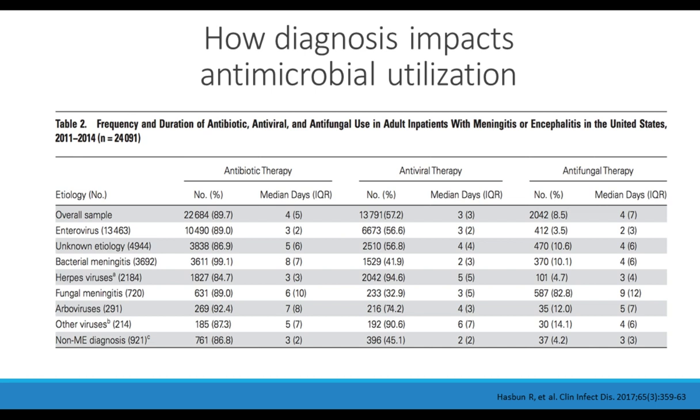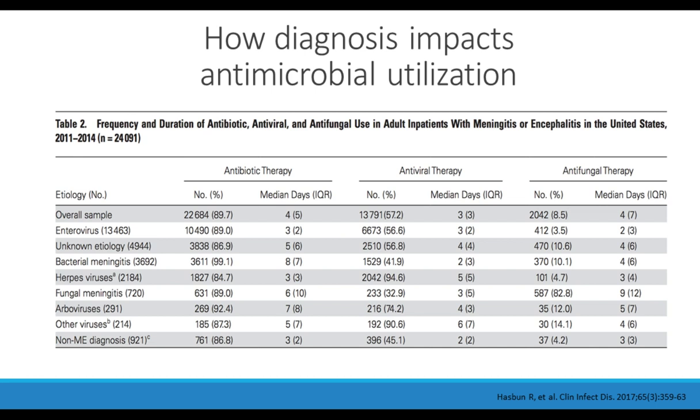We know that having a diagnosis helps. This is the same figure that I showed at the very beginning of the presentation, looking at the breakdown of different causes of meningitis and encephalitis, but also the impact of having a diagnosis on antibiotic, antiviral, or antifungal therapy. You can see that not only, like in the Children's LA study, could a negative result be helpful, but a positive result can also be helpful.